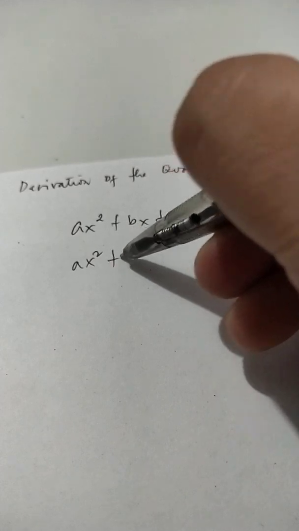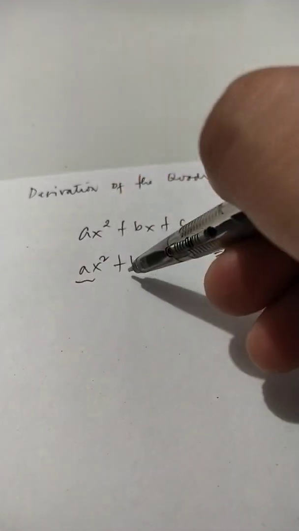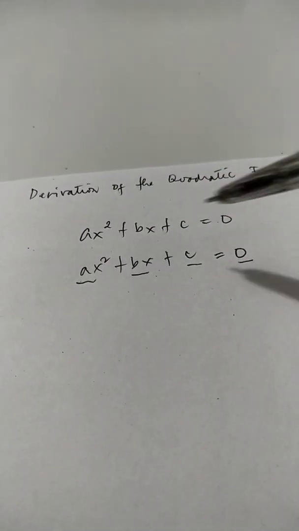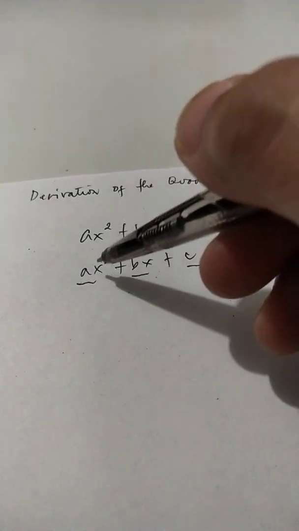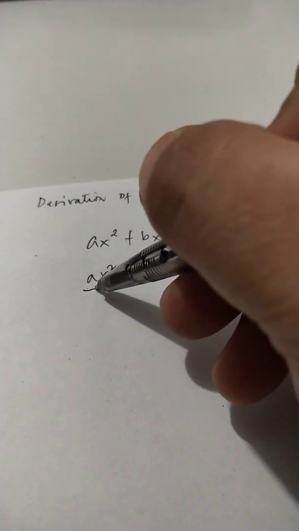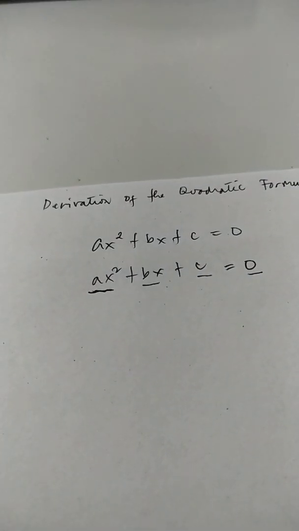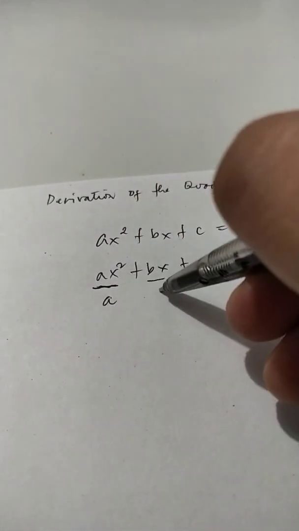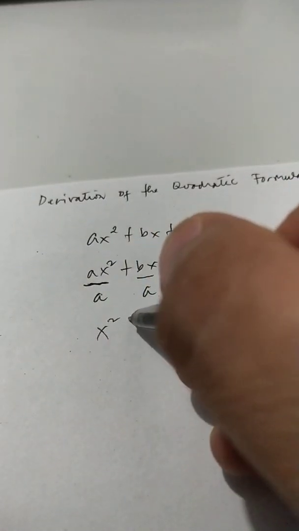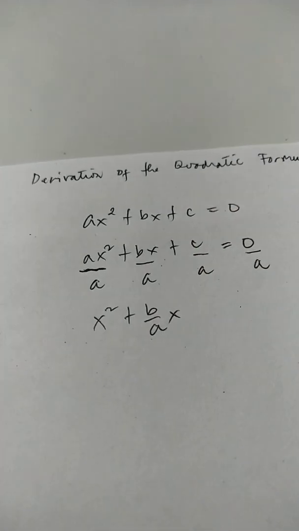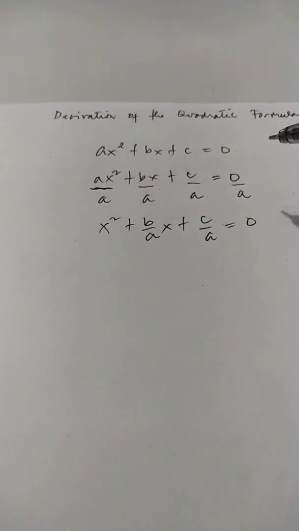So we have ax squared plus bx plus c equals 0. First, we need to make the numerical coefficient of the quadratic term be equal to 1. We assume that a in here is greater than 1. That is why we need to divide each term by a. So we have x squared plus b over ax plus c over a is equal to 0.